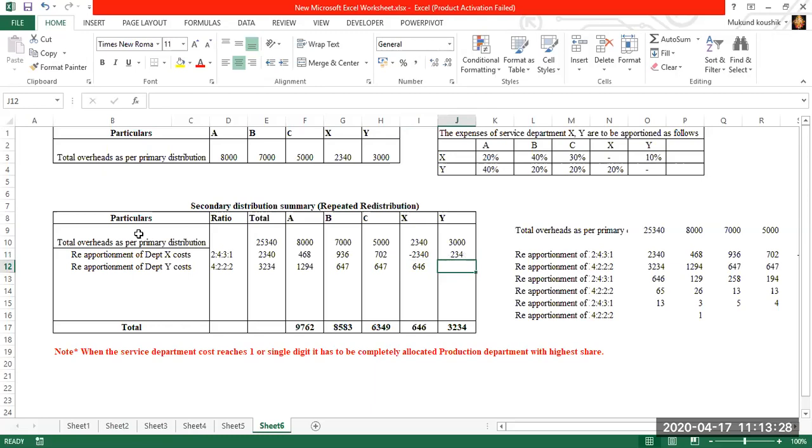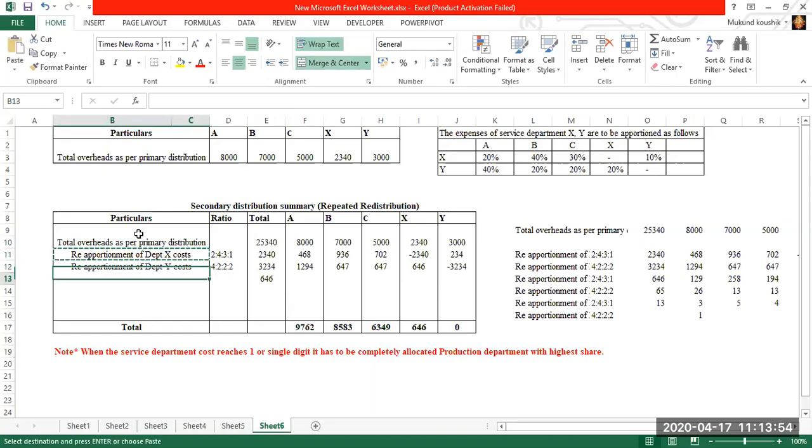And this entire amount of 3234, you have to make it as negative, because the entire amount you have already allocated to other departments. Now let us see whether it is matching. 3234. Now after reapportioning from department Y, you have given some share to department X also. So in department X again you have 646. Now the 646 again has to be redistributed.